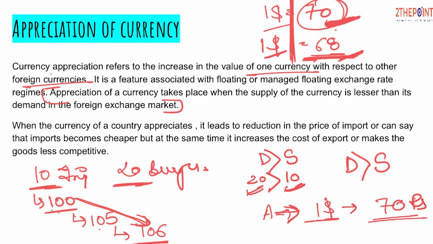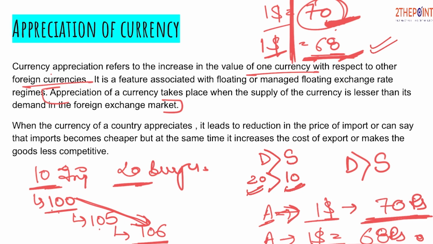Now if the value of the rupee has appreciated, if the American comes to the Indian market giving $1, he is getting just 68 rupees in return. So earlier, how much was that American getting? It was getting 70 rupees in return. Now the American is getting 68 rupees. Which means the value of the Indian rupee has appreciated as compared to the dollar.